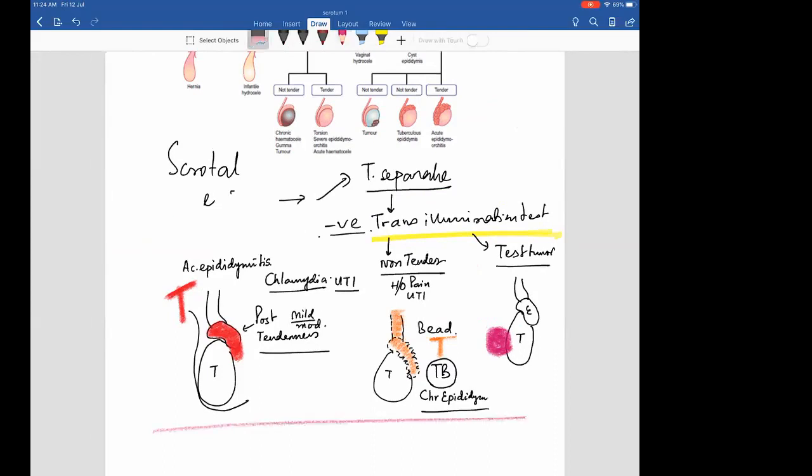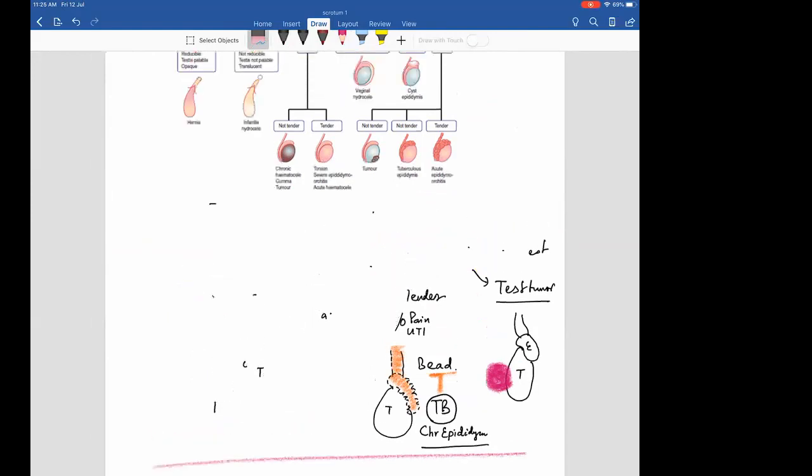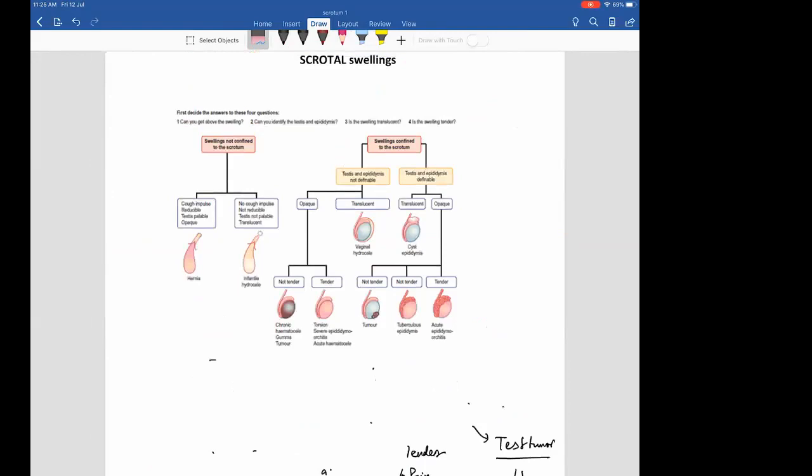For a very quick recap of the whole class, what I will do is, if you have a scrotal swelling, the first step to distinguish between a scrotal swelling and an inguinal scrotal swelling is getting above the swelling. So step number 1 is to get above the swelling. You can see this graph. So I will take up this graph now.